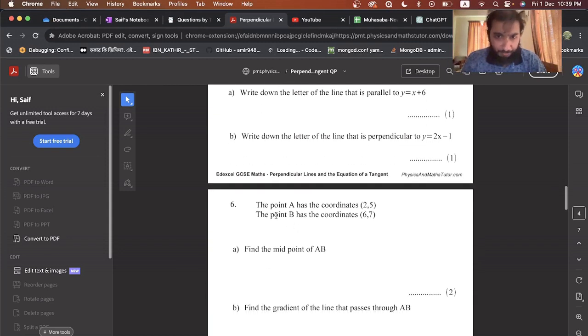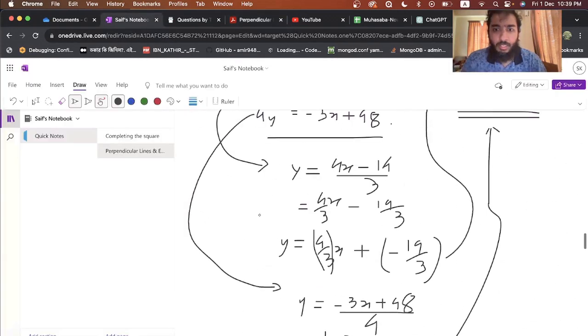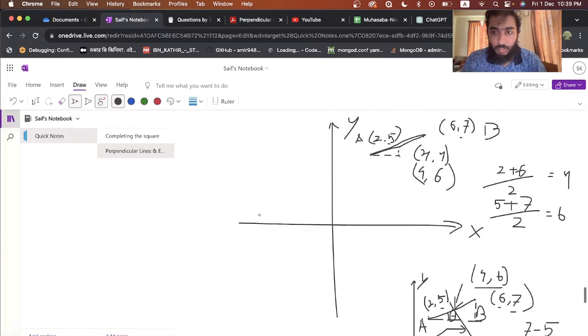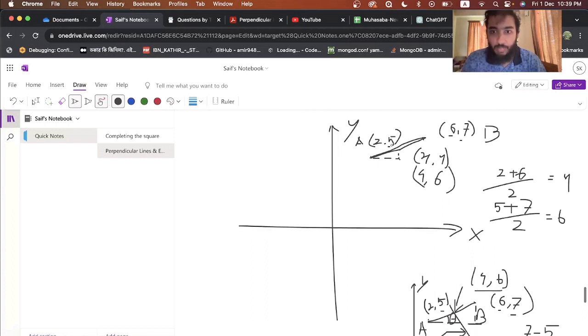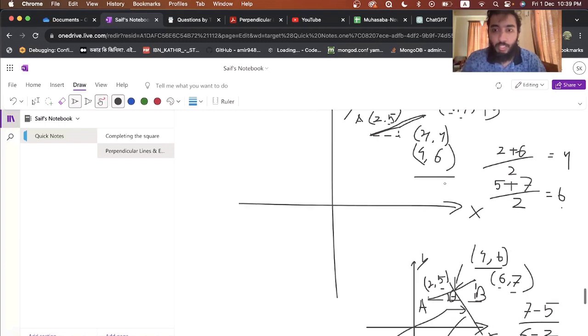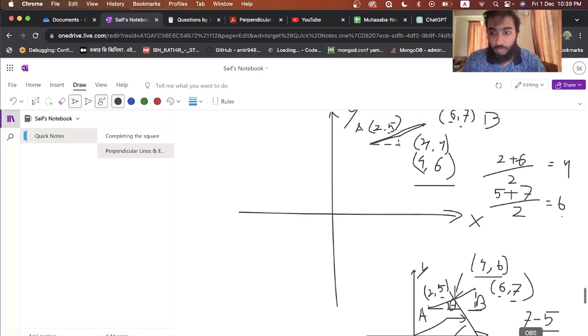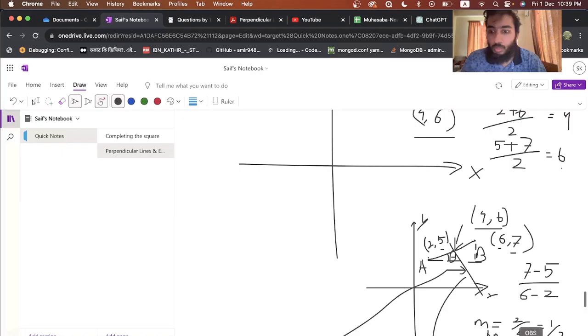And for 6, 2 points were given and we had to find the midpoint. The midpoint is the mid of the x coordinates and the mid of the y coordinates. The x coordinates are 2 and 6, so the midpoint would be 4. For 5 and 7, the midpoint would be 6. So 4, 6 was the midpoint coordinates x, y of AB. I hope you understand how I went through these videos.